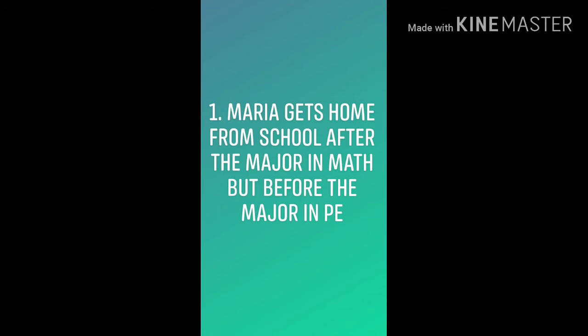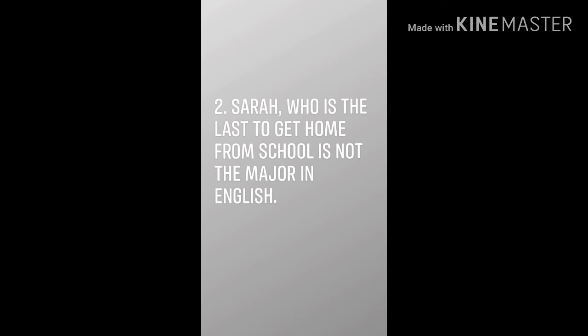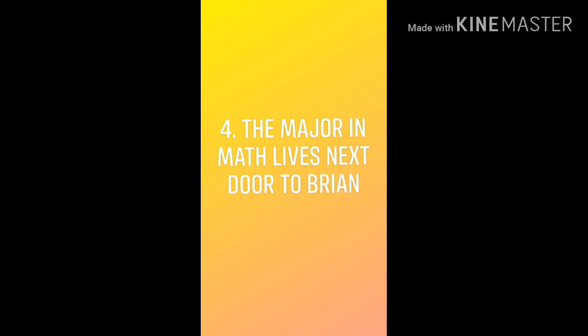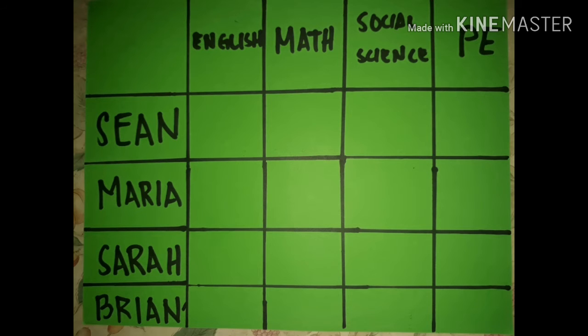The first clue is that Maria gets home from school after the major in Math, but before the major in PE. The second clue is that Sarah, who is the last to get home from school, is not the major in English. The third clue is that the major in PE and Sarah leave for school at the same time. And the last clue is that the major in Math lives next door to Brian. So the question now is, how are we going to answer it? First, let's make a table and put in all the data given. Then try to find the answer from the given clues.